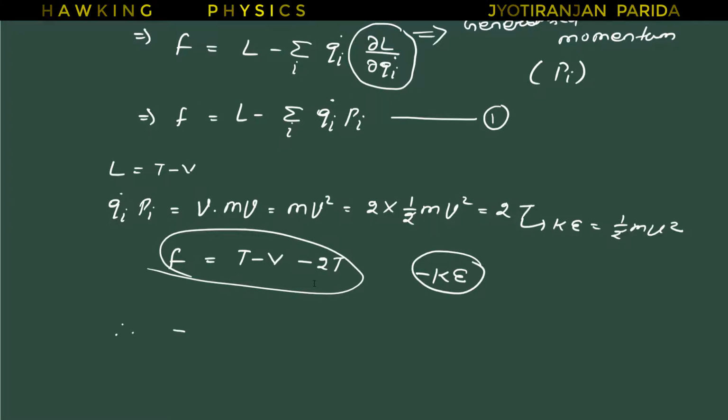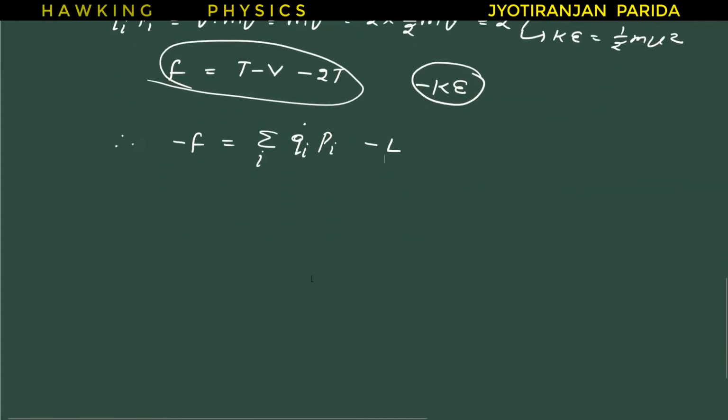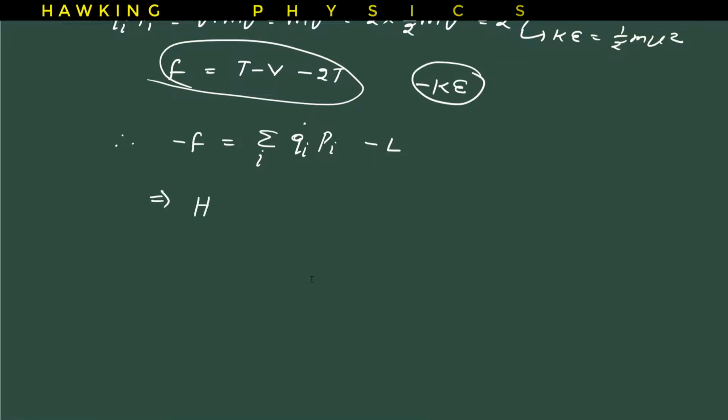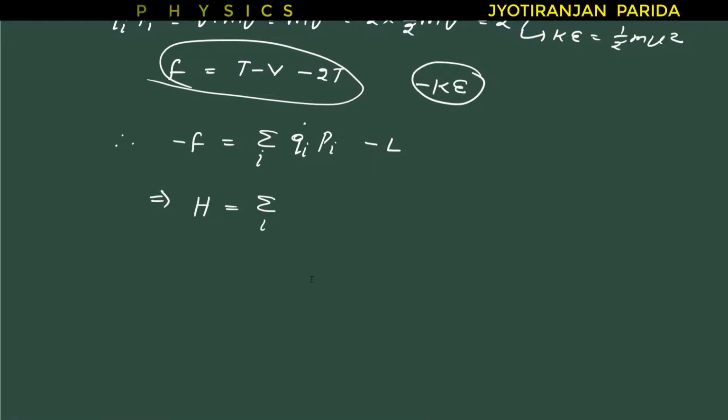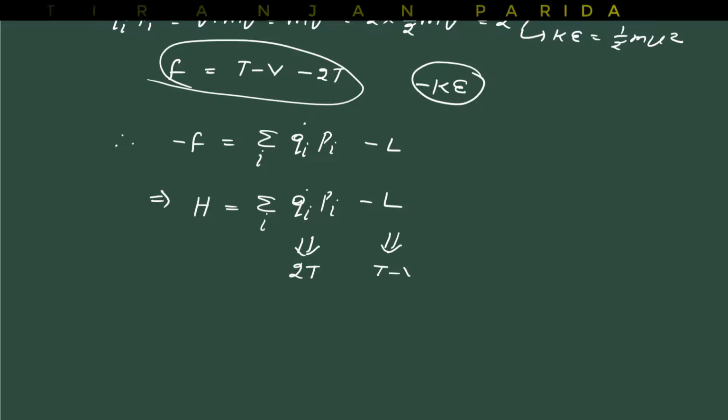Here you get negative of f is equal to the sum over i of qi dot pi minus L. Yes or no? Here we can write, in place of minus f, the Hamiltonian: H is equal to the sum over i of qi dot pi minus L. Let's see, here you can write, in place of qi dot pi, 2T, and in place of L, T minus V.